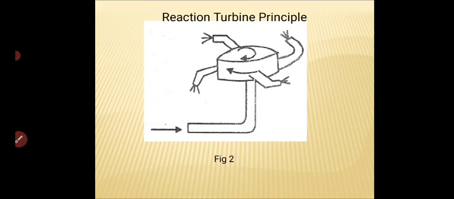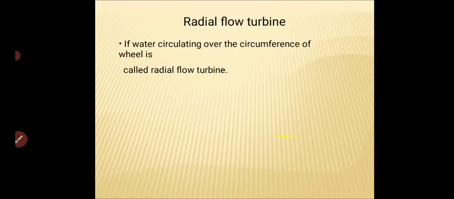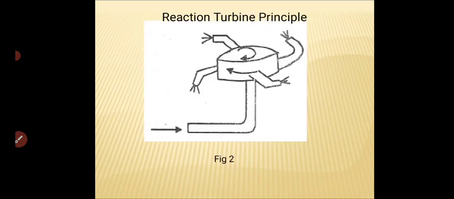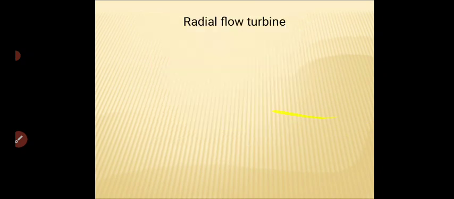So the working principle of reaction turbine can be well understood by taking a rotor having moving nozzles, and the high pressure water is coming out of the nozzle. The reaction force rotates the rotor at high speeds. This is the reaction turbine.